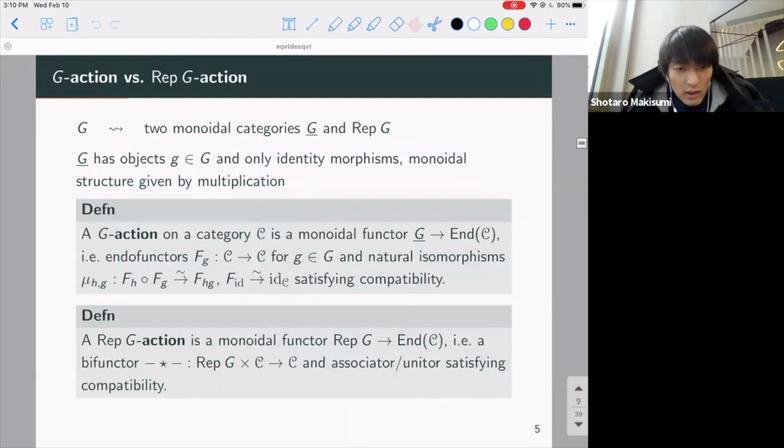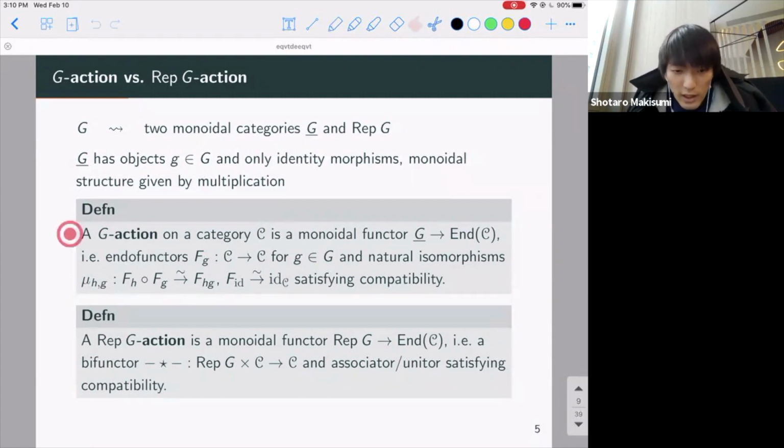So let's just think a little bit more carefully about what these actions mean. Associated to a finite group G, there are two monoidal categories. So of course we know Rep G, but this other one, underlying G, I'm just viewing G as a monoidal category in the following way. Its objects are elements of G, and it only has identity morphisms. The monoidal structure is given by the multiplication in G.